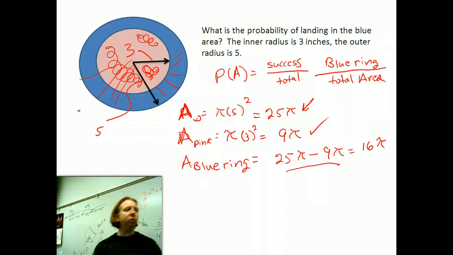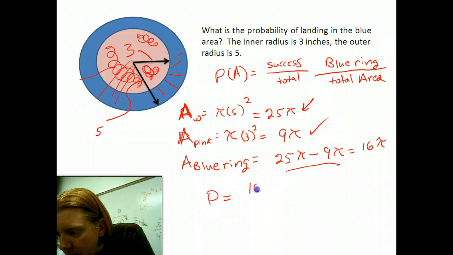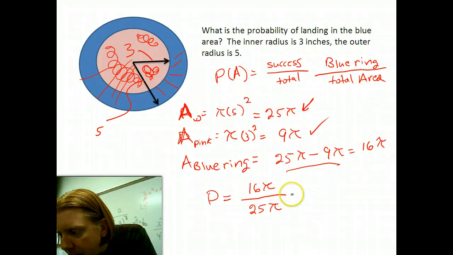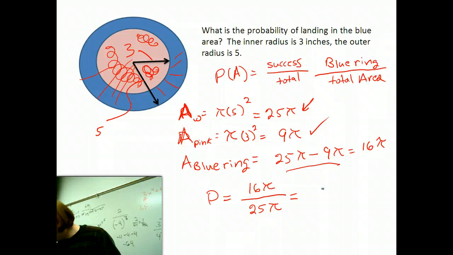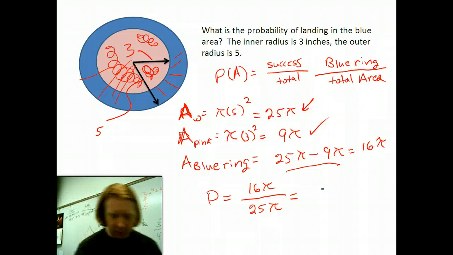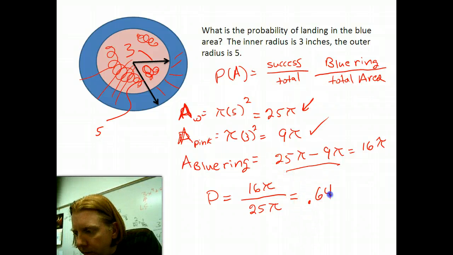Now the question was, what's the probability that if I hit the circle, I land in that outer ring? So to do that, I say, all right, let's see. The area of the blue ring is 16 pi divided by the total area, 25 pi. The pi's cancel. 16 divided by 25 gives me 0.64, or 64%.